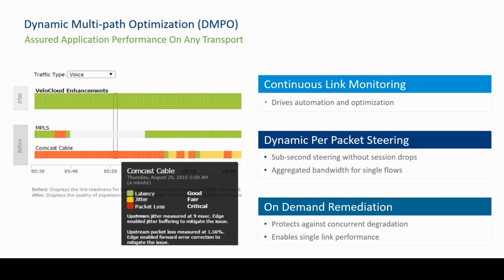That's how it works. You can say DMPO is the beauty of this VeloCloud SD-WAN. You don't need to worry about policies and other things you need to configure. Most of the things it will do automatically. You will only see the graphs here, and even live.